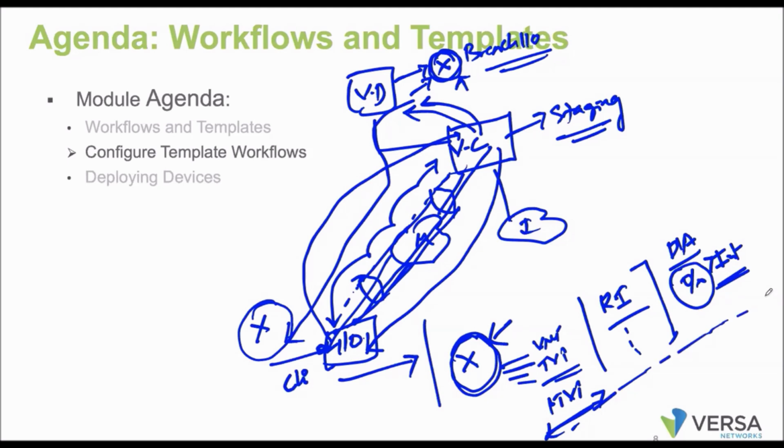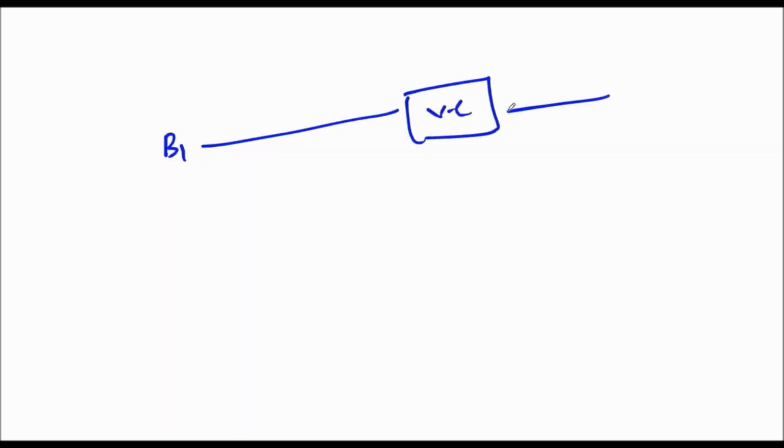So let's execute the command. How do we execute the command, and what parameters do we need? We have already come across that. This is my branch one. Branch one is talking to the VC, and the VC is talking to the VD. We'll try to establish the VPN tunnel.